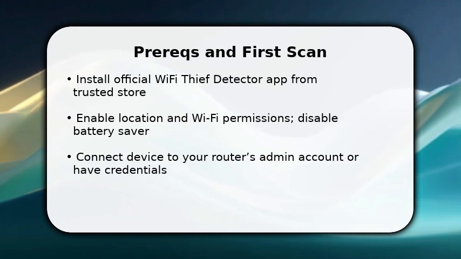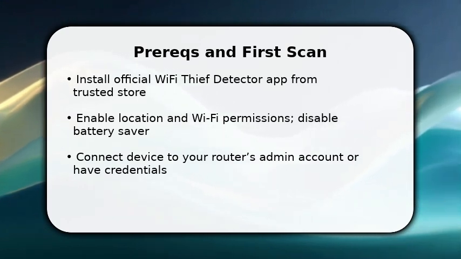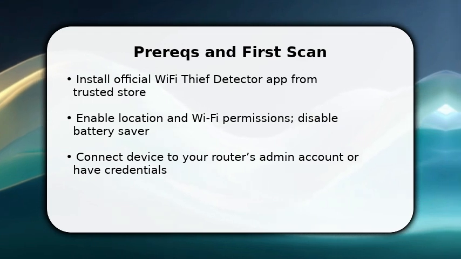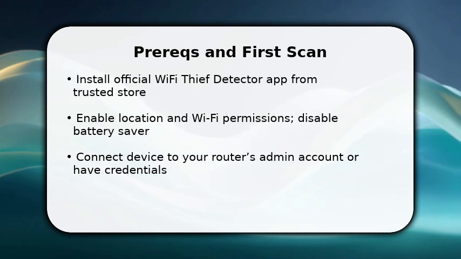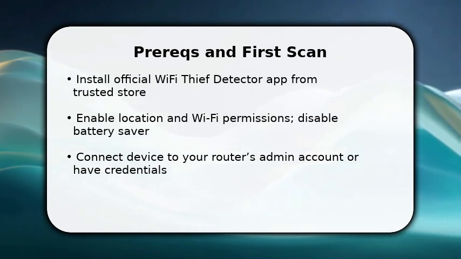You start by confirming prerequisites: app installed, permissions granted, and your phone connected to the home network so the app can sniff traffic. Once done, open the app and run the initial network scan. This discovers active clients and their MACs.